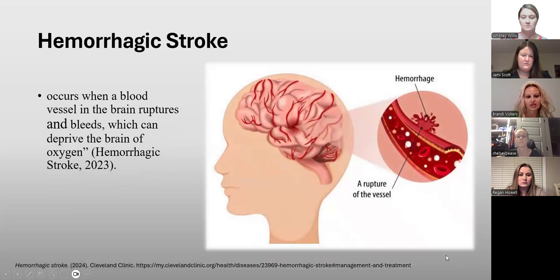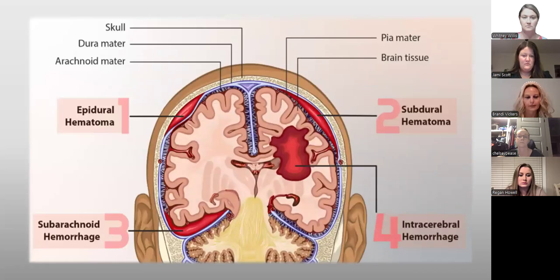Next, we have a hemorrhagic stroke. This occurs when a blood vessel in the brain ruptures and bleeds, which can also deprive the brain of oxygen. Here we have the four categories of different types of bleeding, which causes hemorrhagic stroke. You have the epidural hematoma, the subdural hematoma, subarachnoid hemorrhage, and intracerebral hemorrhage. All four of these are determined on the location of the bleed within the brain.